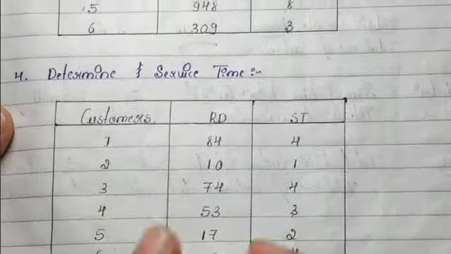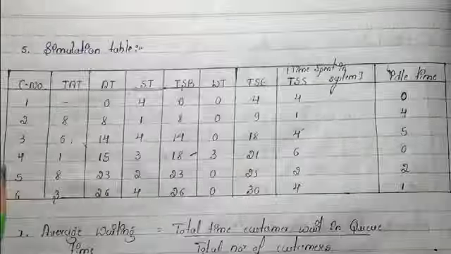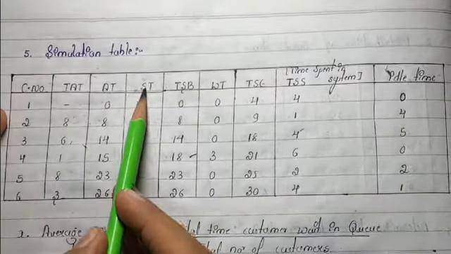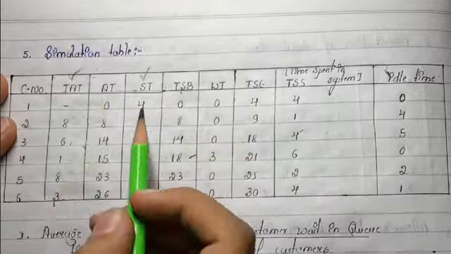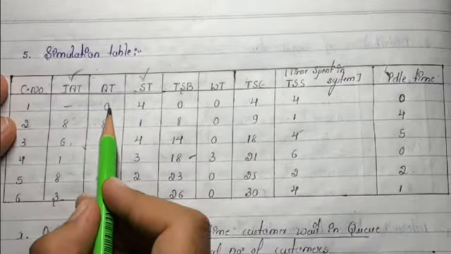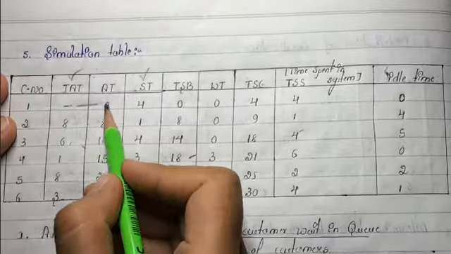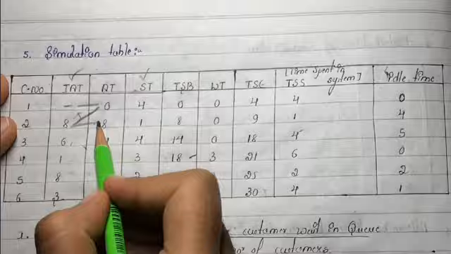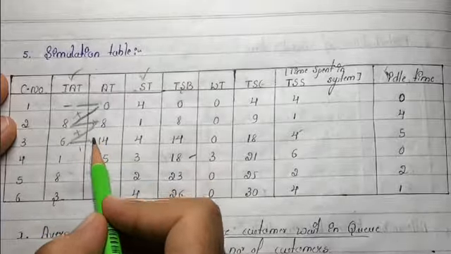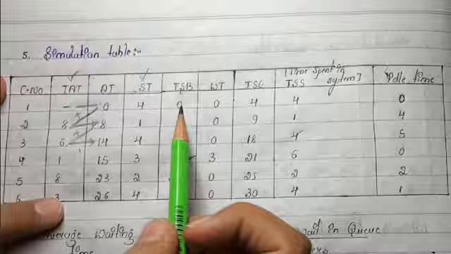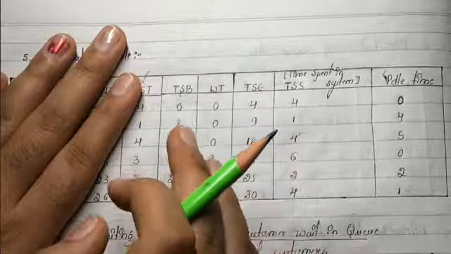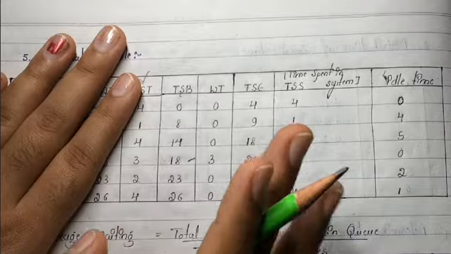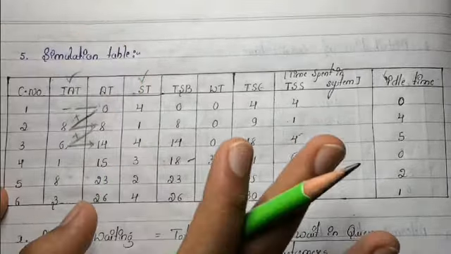Now moving to the last step, that is the simulation table. The inter-arrival time and service time are known from the previous steps. The arrival time can be calculated as follows: the first is 0, so we consider it as 0, and then 0 plus 8 is 8, and 8 plus 6 is 14. So continue for the other values, and I have provided the formula for these. Please watch the previous video on the single channel queuing system, and you will get the results.